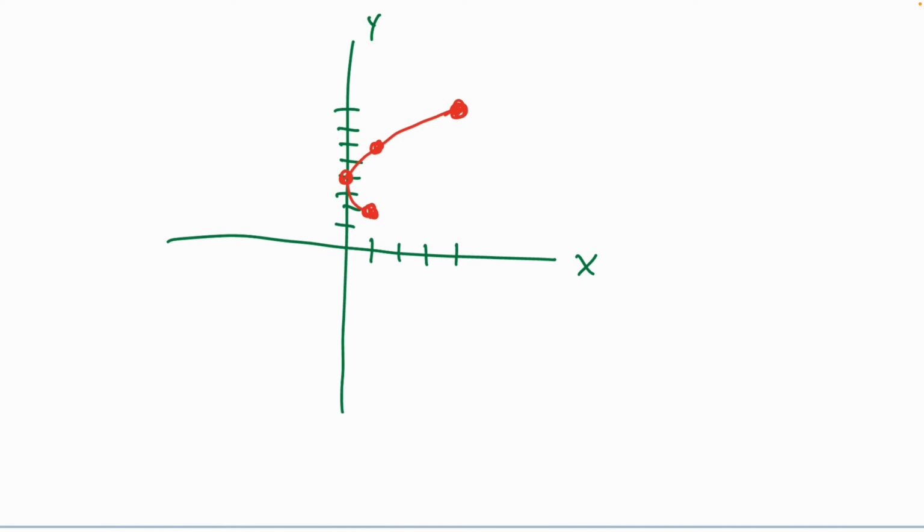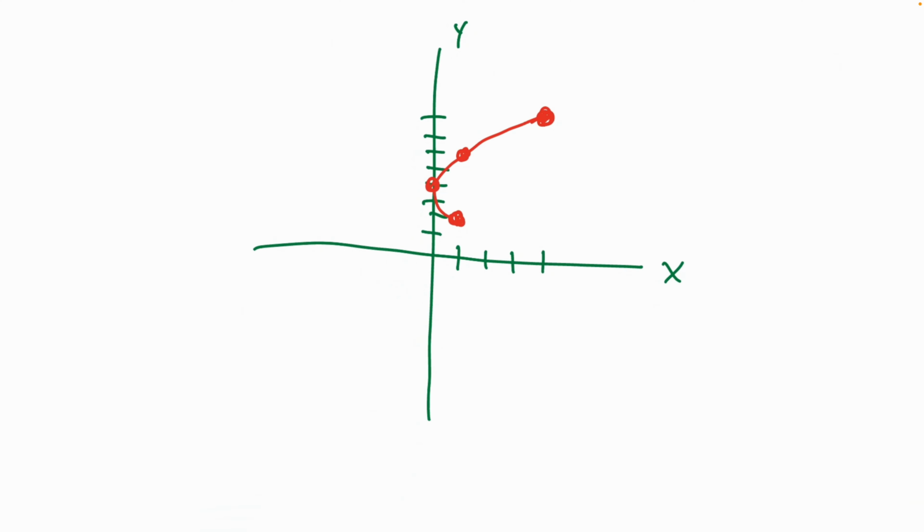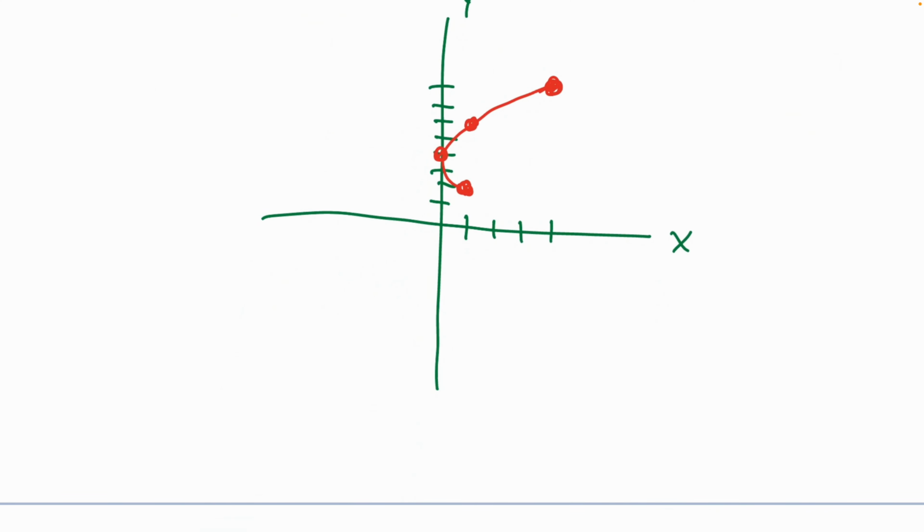What's important is the note that we just said here on number 3. Parametric equations in terms of time have direction. You often have a starting time and ending time for the plane curve, and use arrows to show the direction of the plane curve. Well, our time went from 1 to 4. So our xy coordinate at 1 is our start for our plane curve, and we need to draw arrows to show the direction that it goes all the way up to 4, 8. So I'm going to go back to my parametric curve here. 1, 2 is my start, so I'll draw a couple of arrows to show that that's the direction that we go.